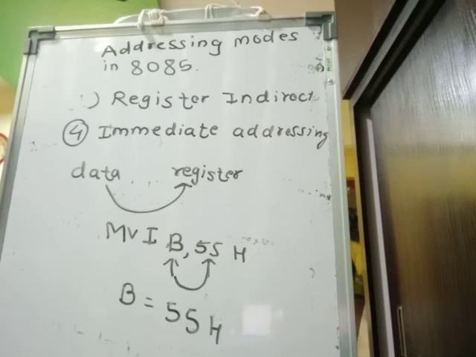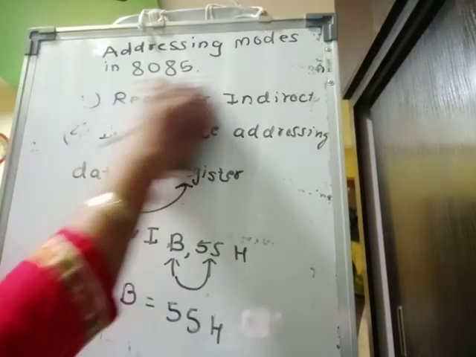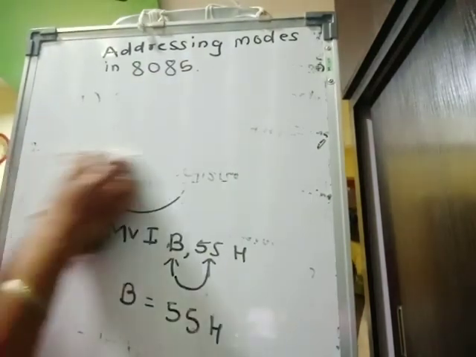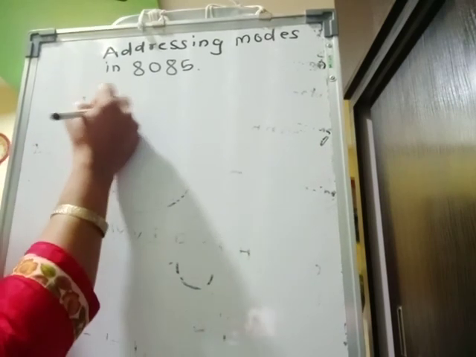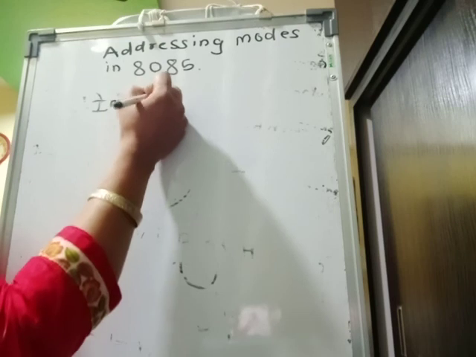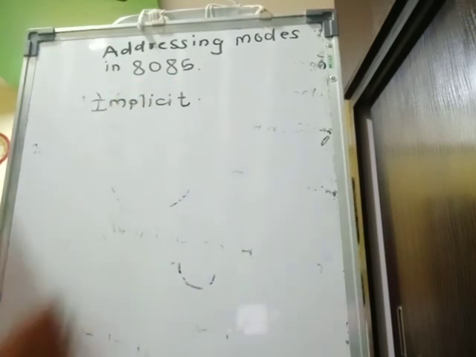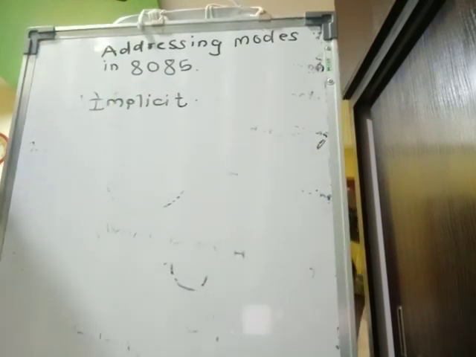And the last addressing mode is the implicit addressing mode. What is that? In the implicit addressing mode, all instructions are 1 byte instructions, and many instructions of this group are logical group instructions.